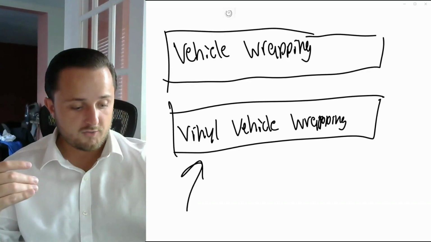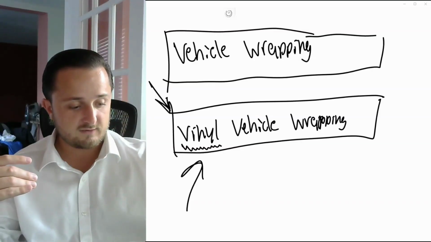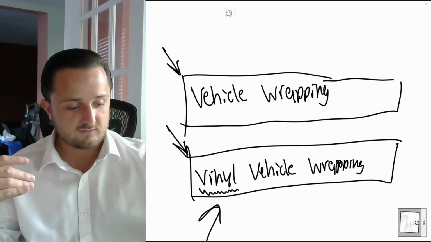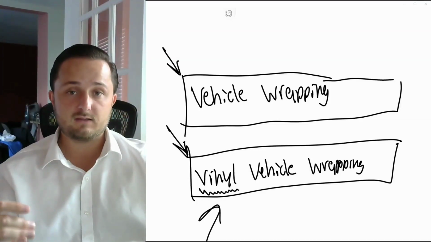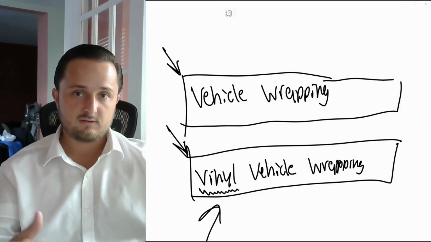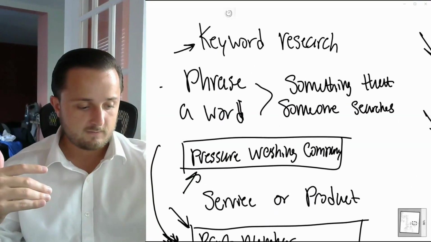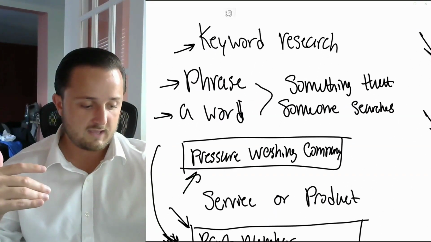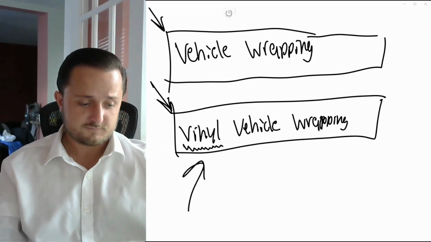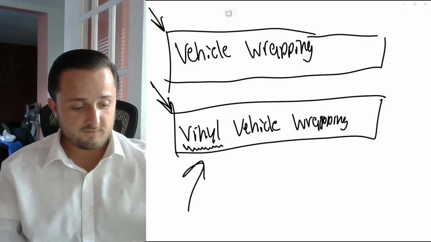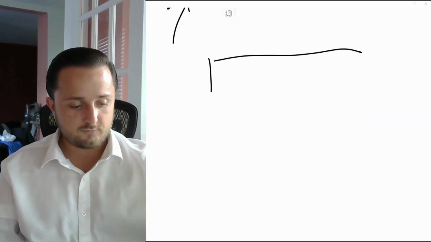So there are other additional modifiers to search terms, right? These are search terms. These are phrases. These are keywords. Vehicle wrapping or pizza company near me, these are all keywords. These are all phrases. These are all search terms, right? Going back to a phrase or a word, this is also why we want to do keyword research, because then we can find, okay, what are people actually searching for? Okay, they're searching for that.